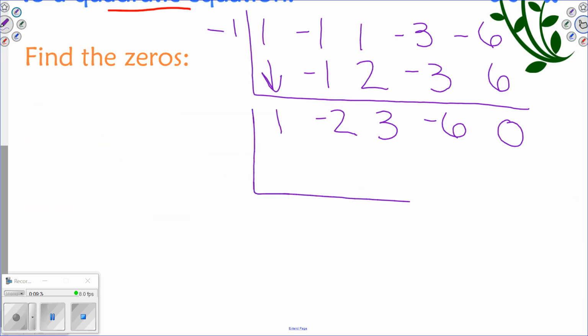Yeah, so I'm just going to go synthetic again, right underneath here. I'm lazy, right? I don't want to rewrite stuff. This time I'm going to do synthetic with my other answer, which was a 2. Okay, same thing. I'm going to drop that first number down, and I'm going to do synthetic again.